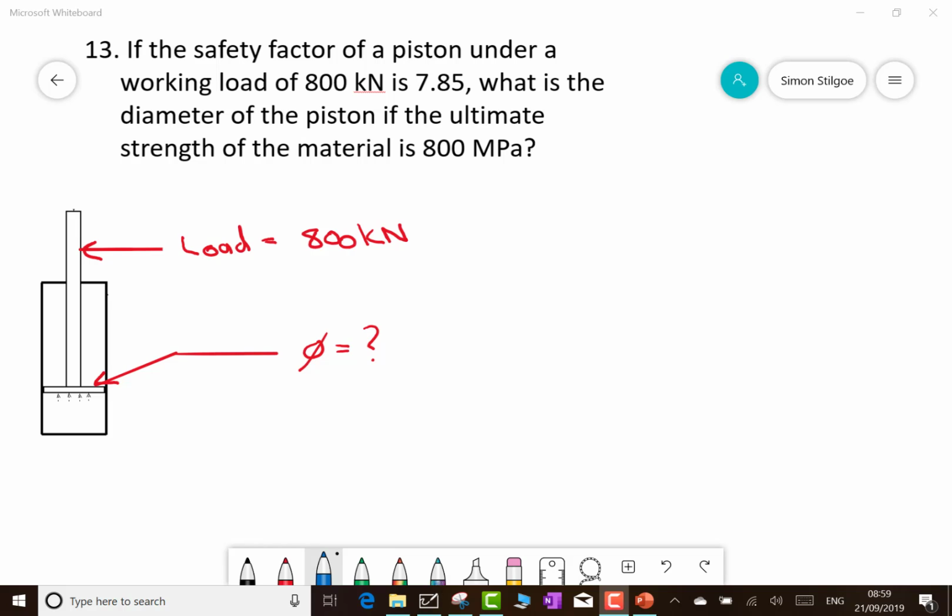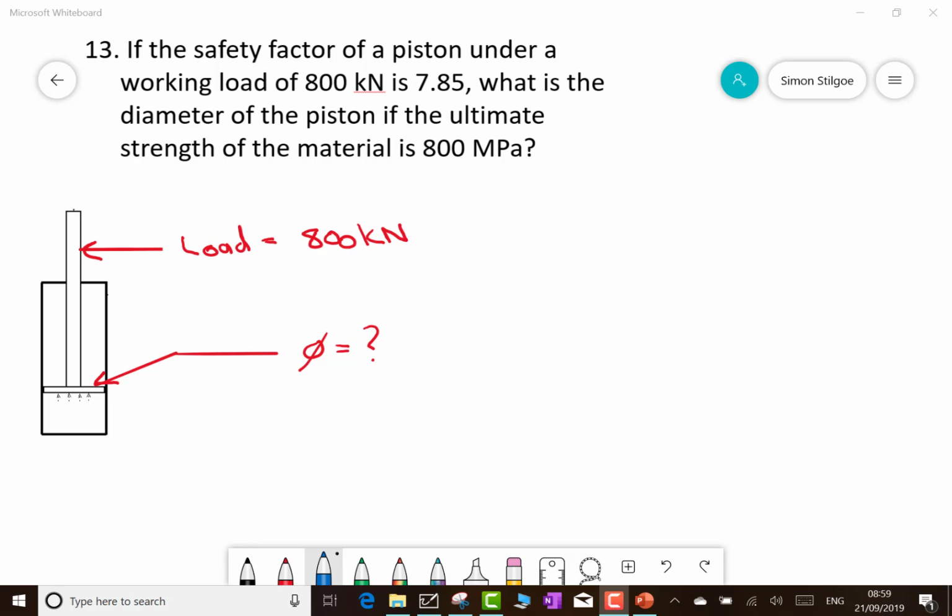Okay, let's take a look at another stress strain question involving a piston, because these ones seem to be causing some problems. All right, this one: if the safety factor of a piston under a working load of 800 kilonewtons is 7.85, what is the diameter of the piston if the ultimate strength of the material is 800 megapascals?